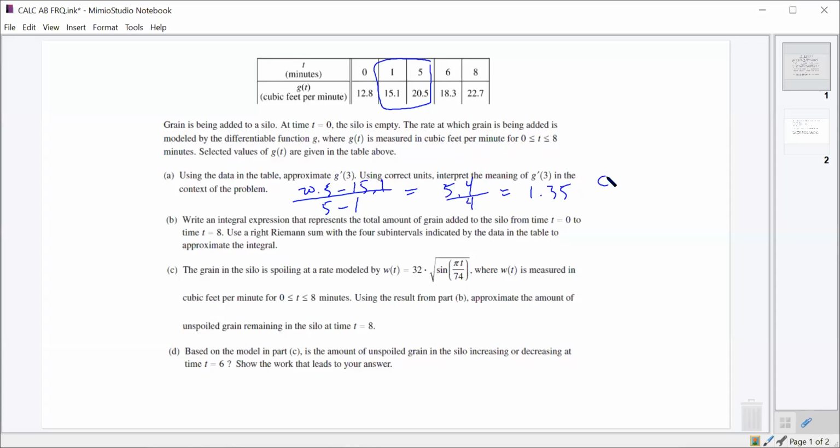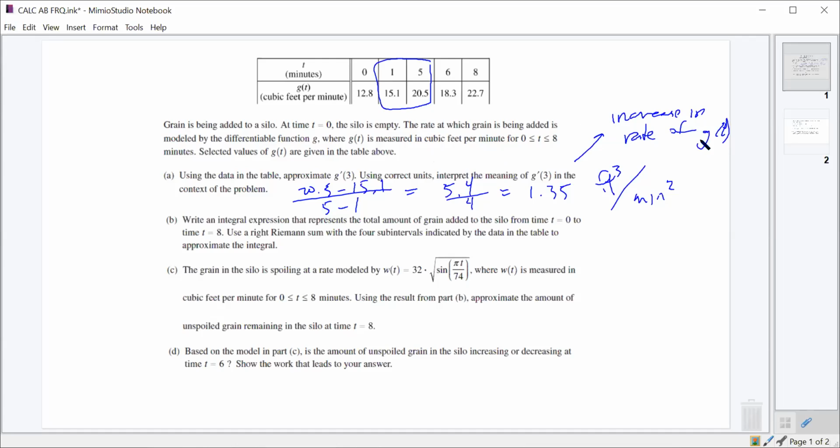So we have cubic feet per minute, or cubic feet per minute squared. And the meaning of that is that is the rate at which the grain is increasing. The rate at which the grain is being added is increasing. So it's the rate of change of the rate. So this is the increase in rate of grain flow. Does that make sense?